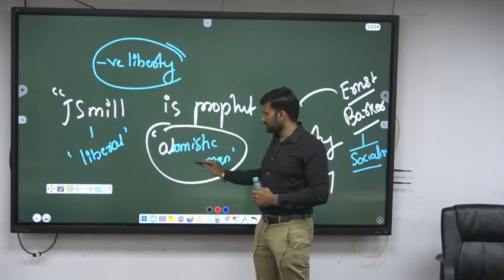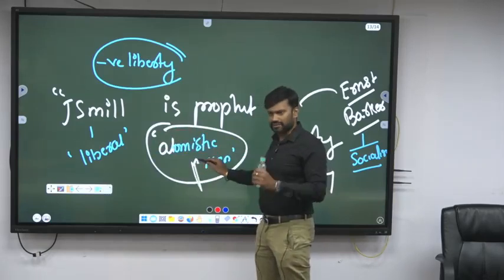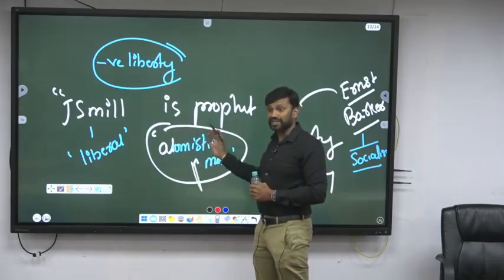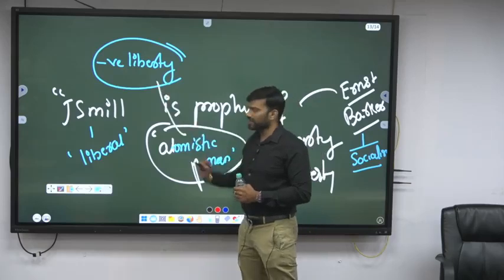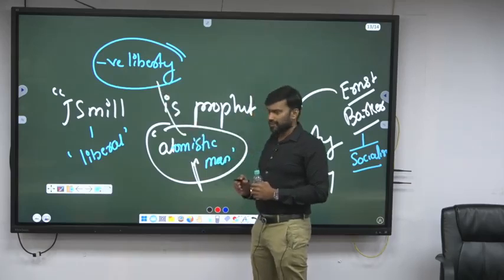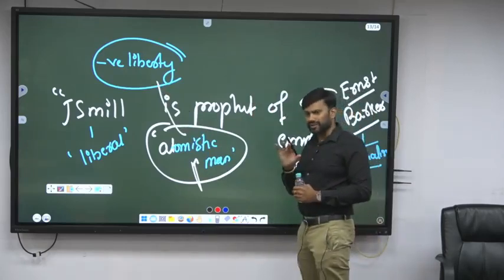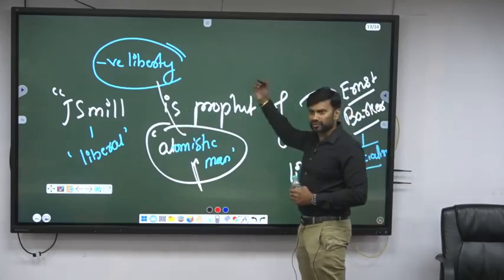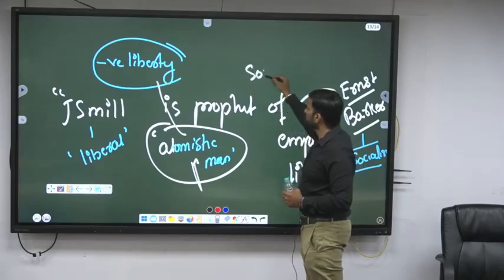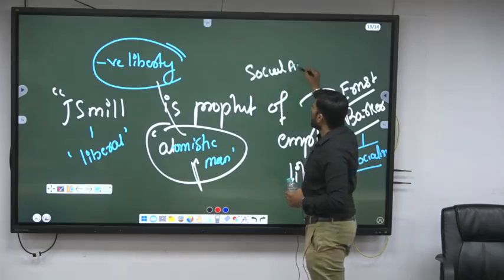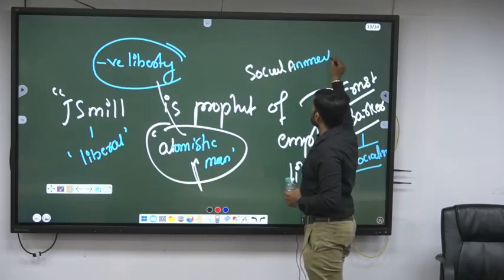So basically, what is his understanding of society? Because man is an atomistic creature, that is why he has promoted the idea of negative liberty. But Ernst Barker says this conception of atomistic man is wrong. He told that man, like what Aristotle told, is a social animal. What do you mean by social animal?